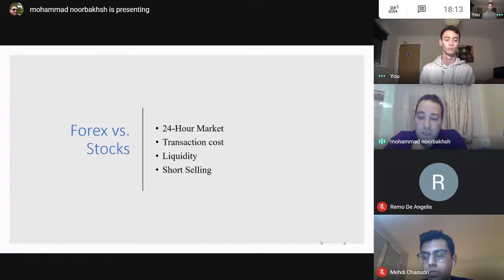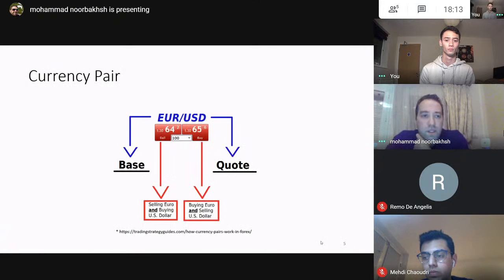Actually, short selling is illegal in some stock markets and in some countries, but it's very common in FX markets. So this is a currency pair in FX markets. For example, this is Euro USD. The currency at the left is the base currency. The currency at the right is the quote currency.